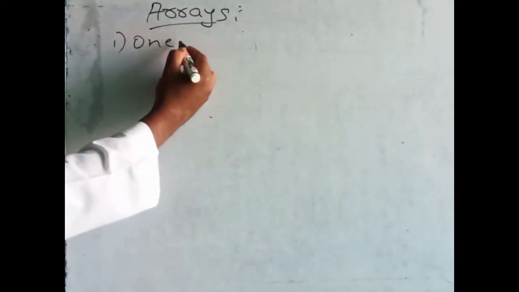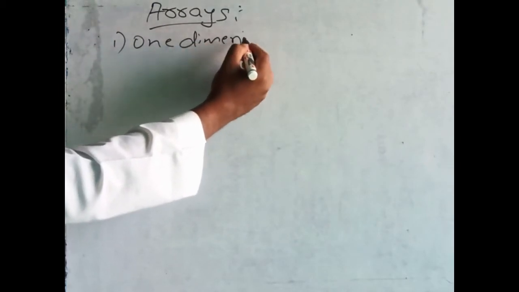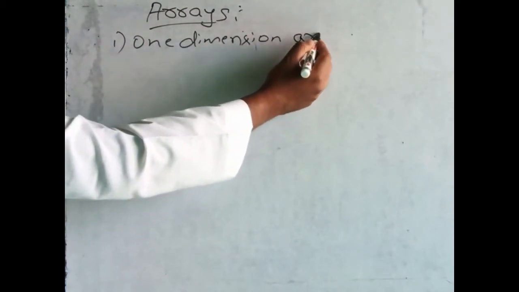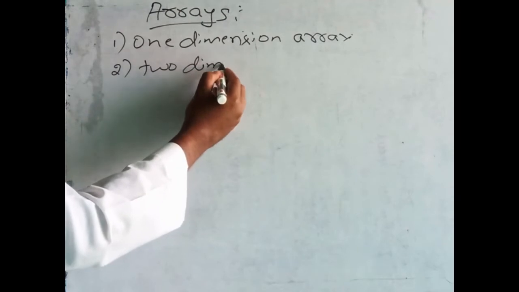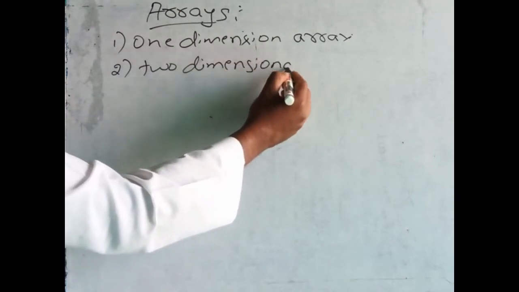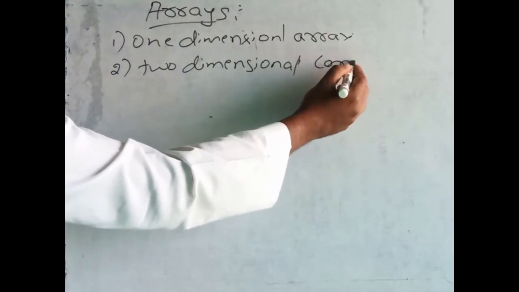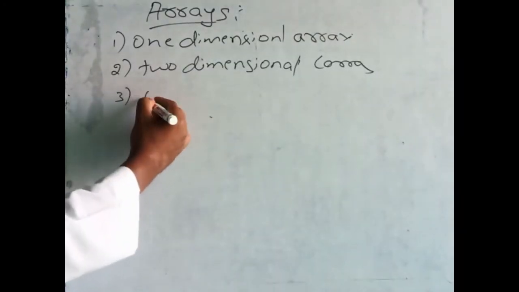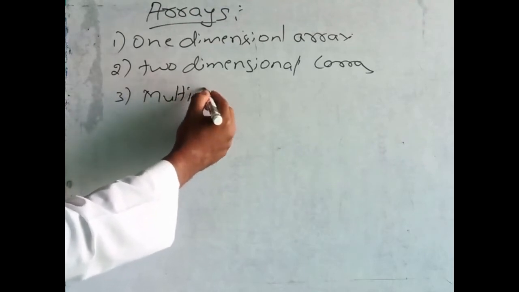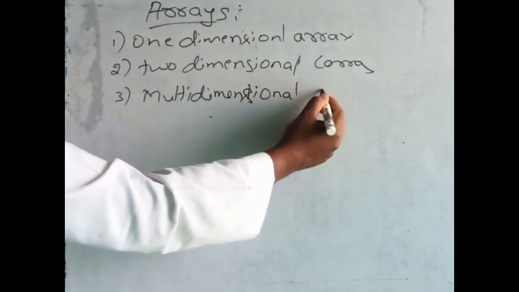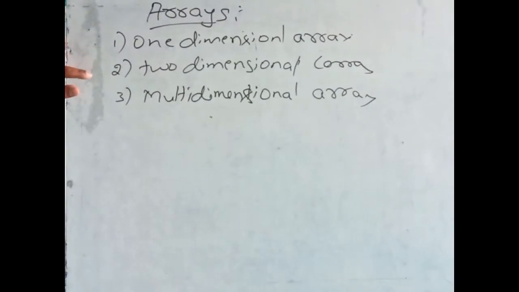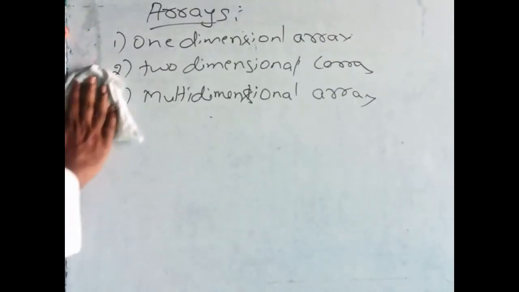In arrays, normally there are 3 types: first, one-dimensional array; second, two-dimensional array; and next, multi-dimensional array. Like that, there are 3 types of arrays: one-dimensional, two-dimensional, and multi-dimensional. Now we will see one by one what these are.